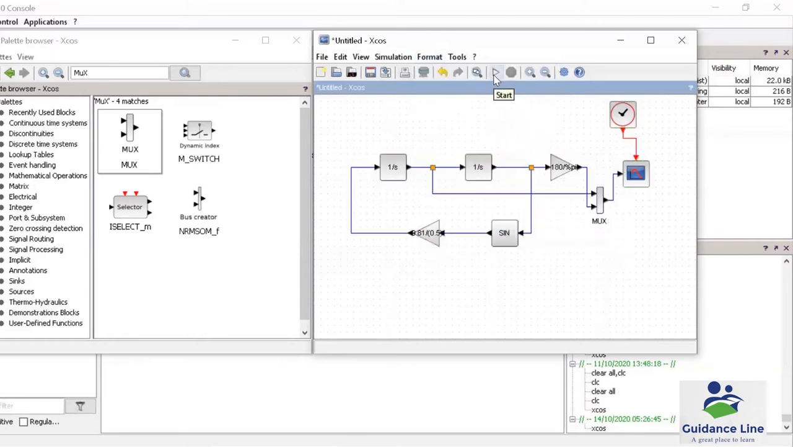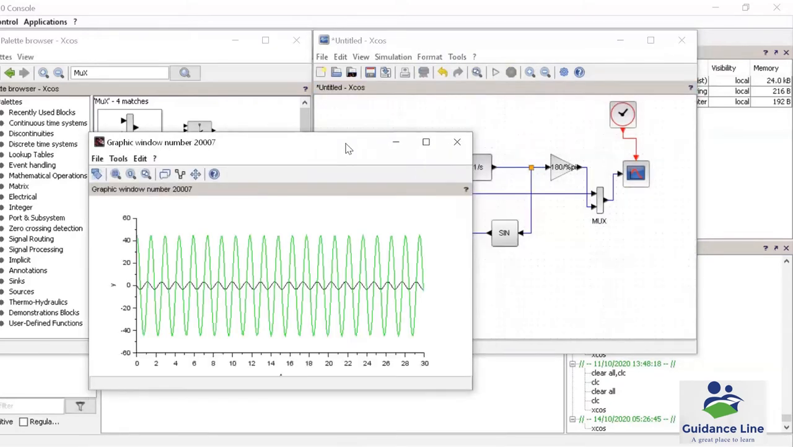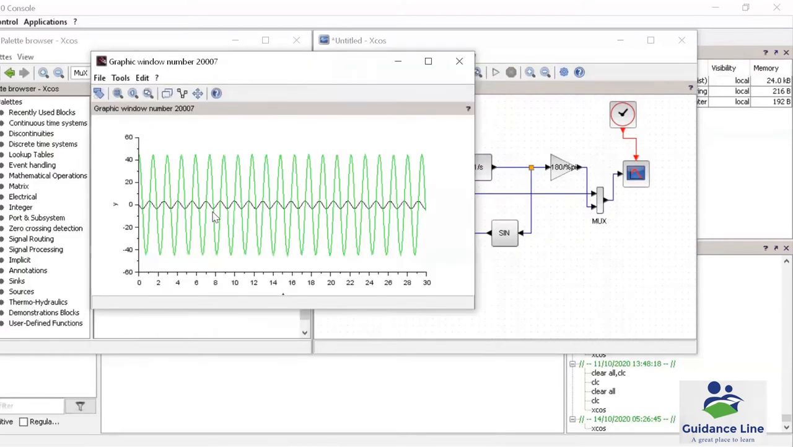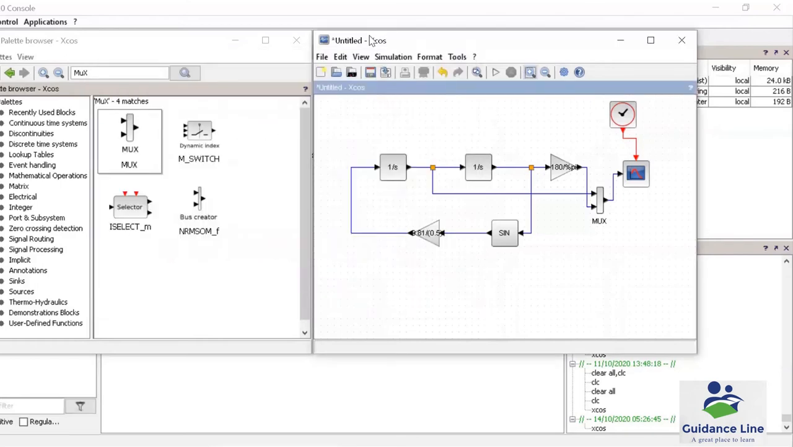Now if I run a simulation, we can see we have these two plots. One plot, the green curve, is representing the angle theta, and the curve which is the black line is representing the angular velocity d theta by dt. So in this way we can simply simulate a system. This is a simple example which I have demonstrated that we can easily implement by making use of XCOS.